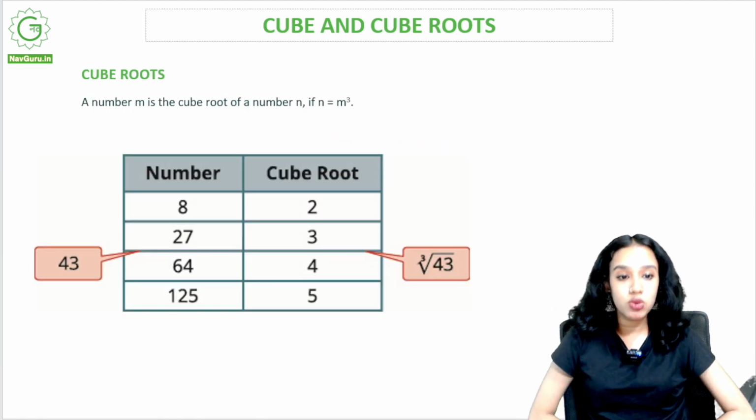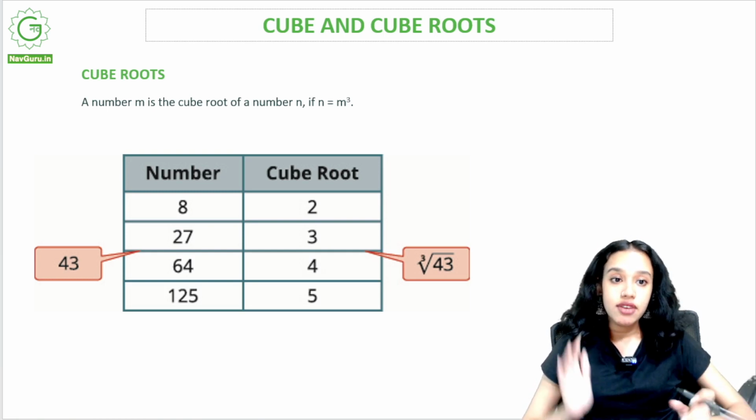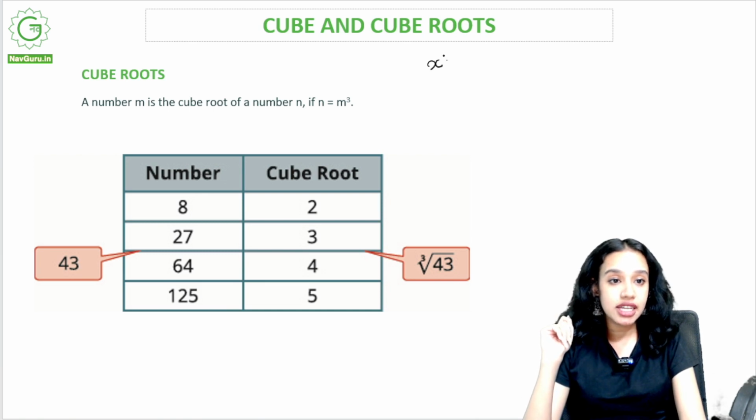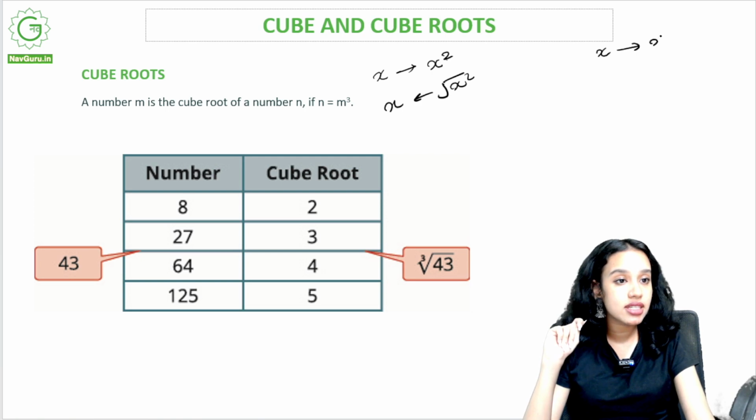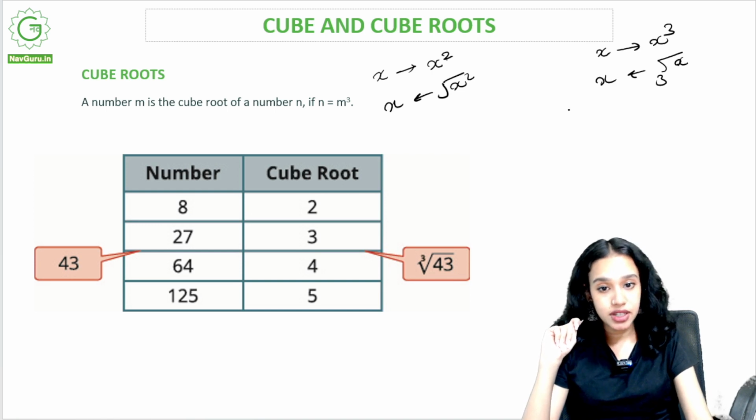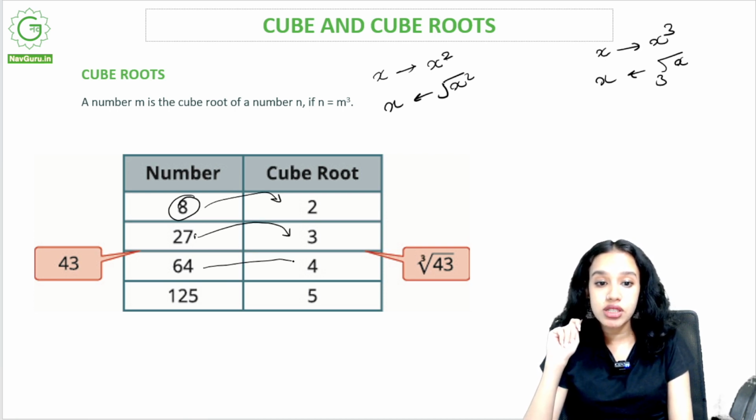Now, we'll move on to cube roots, right? So, what is a cube root? Just like when we talked about square root, when we say the square of the number x is x squared, then the root of x squared would become x, right? The same way, if I'm saying the cube of x is equal to x cubed, then the cube root of x cubed would be equal to x, right? That is, if we get a perfect cube 8, the cube root is equal to 2, 27 is the cube of 3, 64 is the cube of 4, and 125 is the cube of 5.